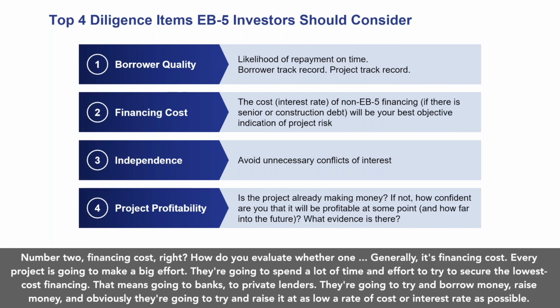Number two, financing cost, right? So how do you evaluate it? Generally it's financing cost. Every project is going to make a big effort. They're going to spend a lot of time and effort to try to secure the lowest cost financing. That means going to banks, to private lenders, and they're going to try and borrow money, raise money, and obviously they're going to try and raise it at as low a rate of cost or interest rate as possible.